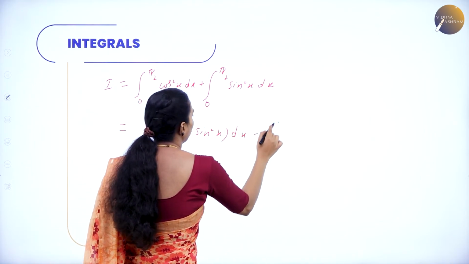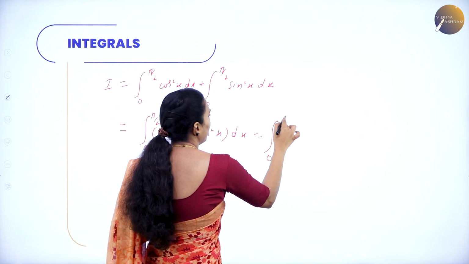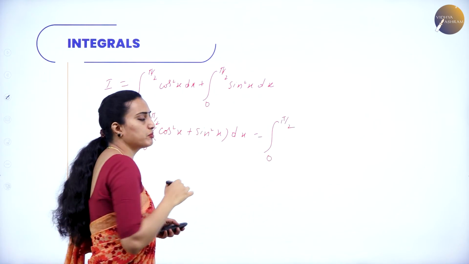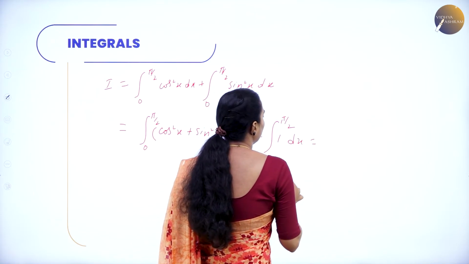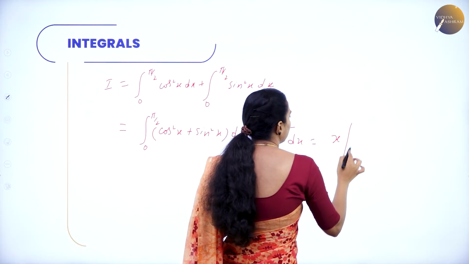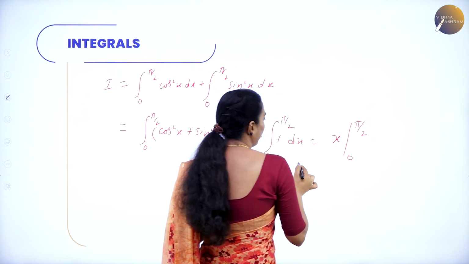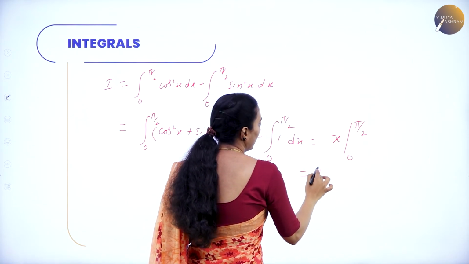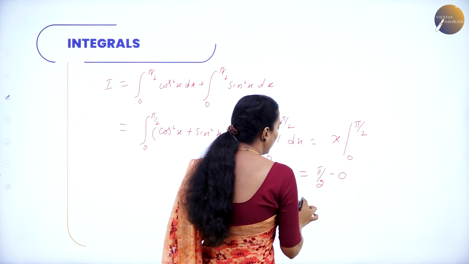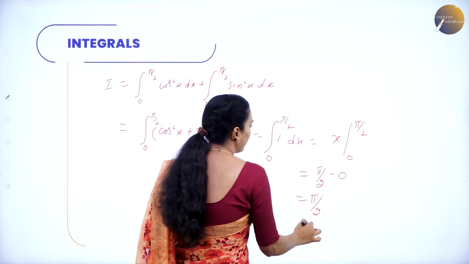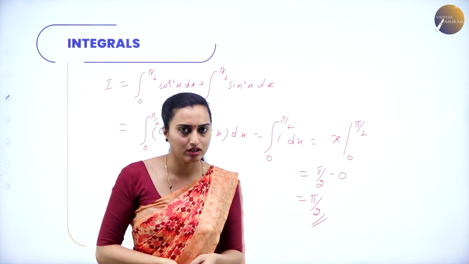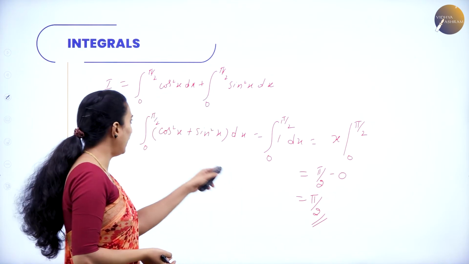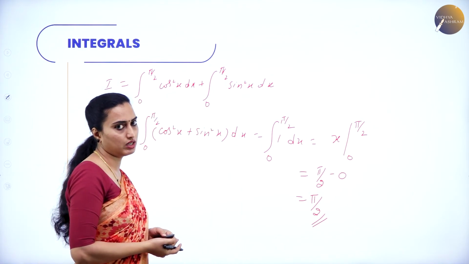Now this will become integral 0 to pi by 2. You know that cos squared x plus sine squared x is nothing but 1, into dx, which is equal to x from the limit 0 to pi by 2. Integral of 1 into dx is x. Now applying the upper limit minus lower limit, which will be equal to pi by 2. And this is your answer for this question, dear students. I hope you understood this one, where I is nothing but integral of cos squared x into dx.